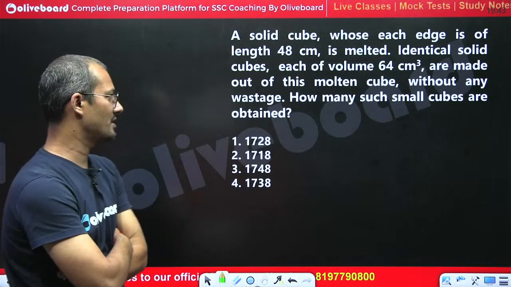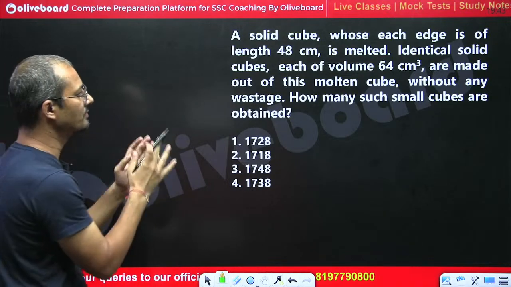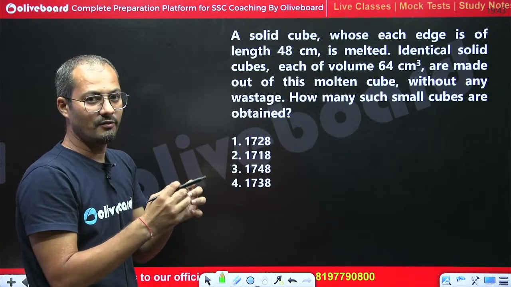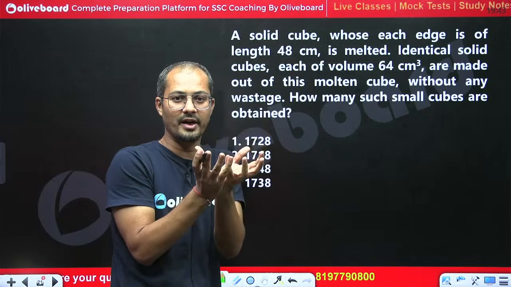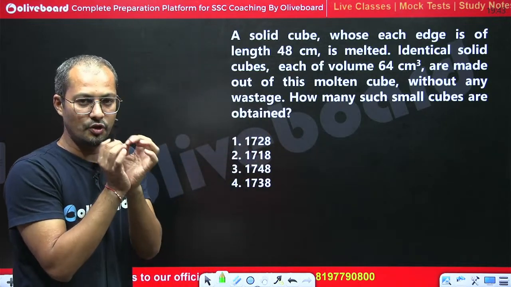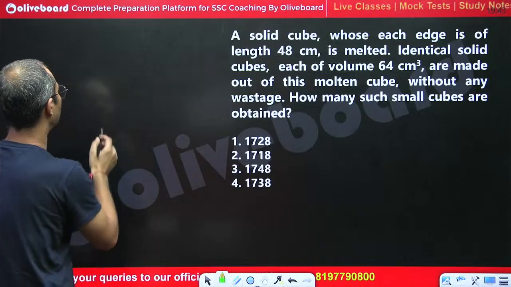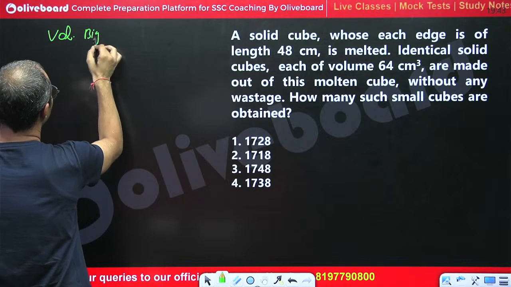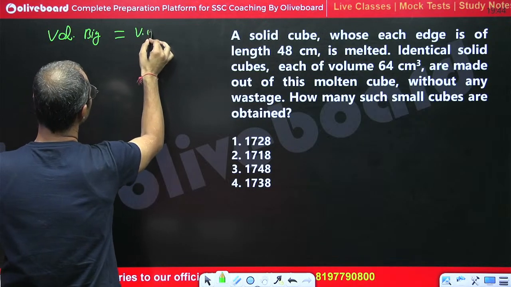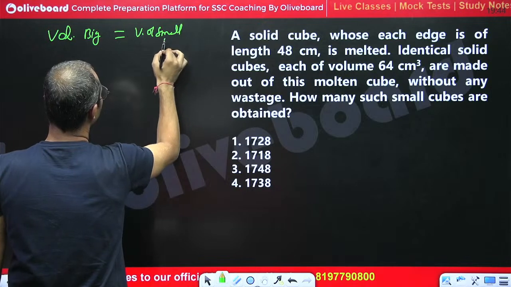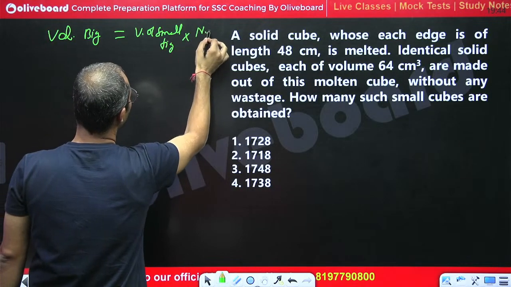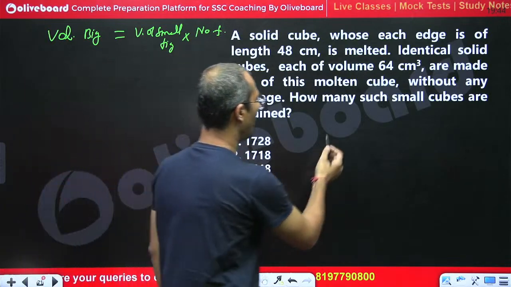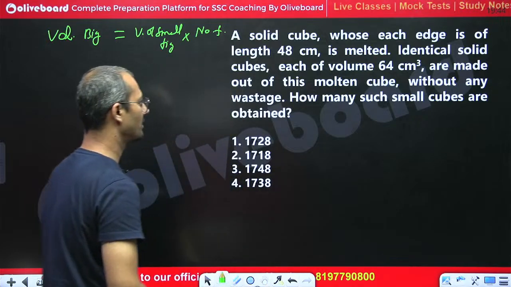Tell me what would be the answer for this question. A solid cube whose each edge is of length 48 centimeter is melted. When we are melting a figure and creating new figures, you must know the concept: the volume of the big figure must be equal to the volume of the small figure into the number of figures, right?